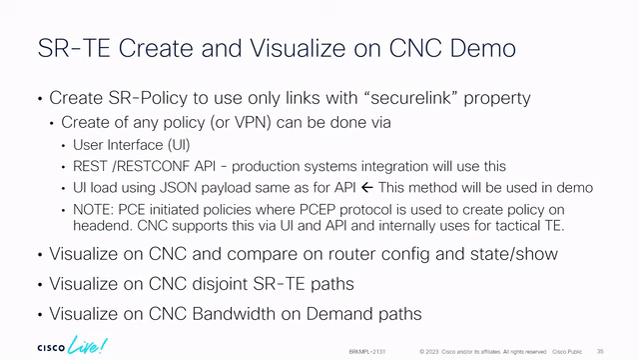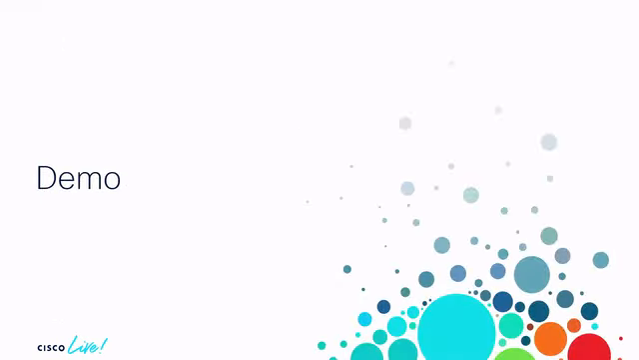After the policy is created, the main thing is to be able to see it, right? I mean, you can always go to the router and do a show command, which we will do, but we'll also see on the Crosswalk Network Controller how it appears. And then we'll go to a few more things. How does a disjoint path appear? How does an example of bandwidth on demand appear? I've already created those, so we can save time on seeing it. And let's switch to demo.